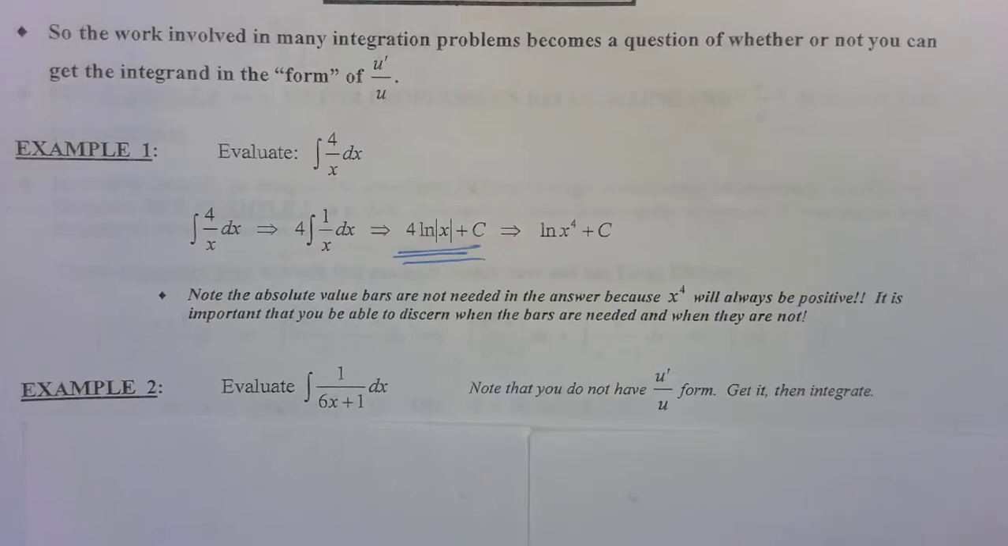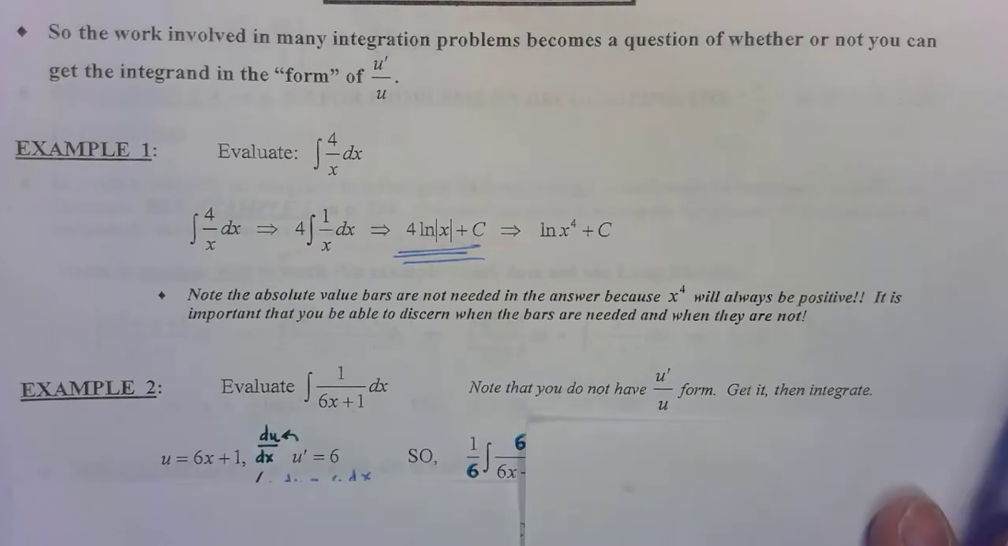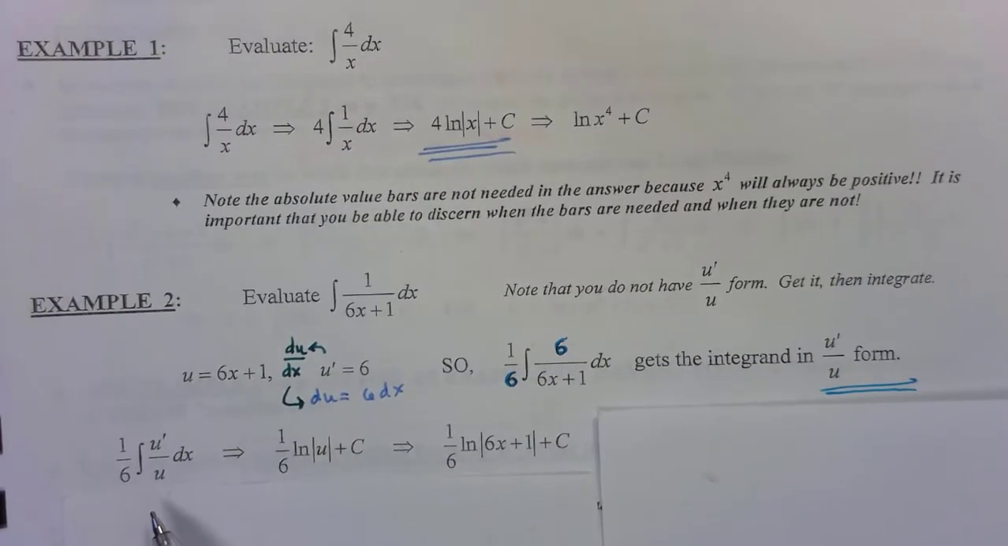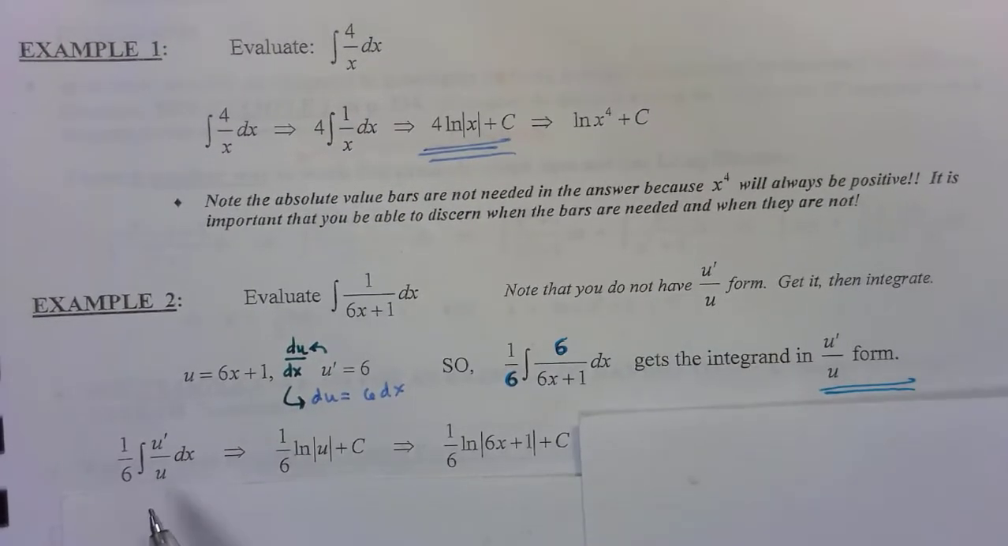Now, if we look at this example, the integral of 1 over 6x plus 1 dx, you notice that we do not have u prime over u form. If this is our u, our du would be 6 dx. So we are going to multiply and divide by 6. Now our integrand is in the form of u prime over u, so we are going to rewrite it. I just like to do this to make sure I like what I'm looking at. And I get 1/6 natural log of the absolute value of u plus c.